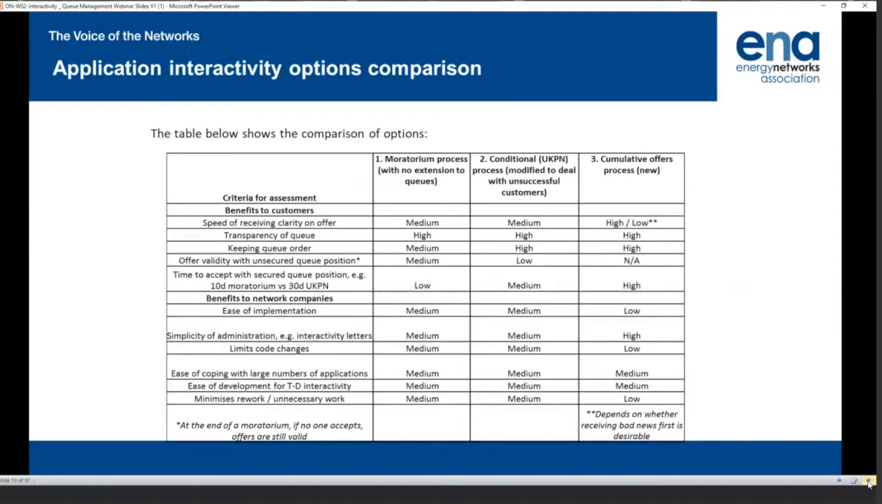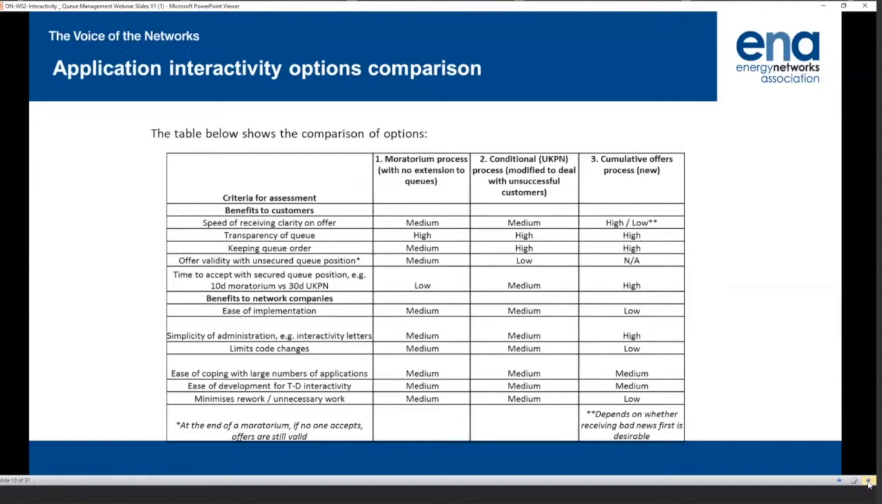This was the comparison table we've used. And as you can see from this, the moratorium process and the conditional process are both quite similar. The conditional process was just marginally better on one or two things than the moratorium process, which is why we've proposed the conditional process as the preferred approach.